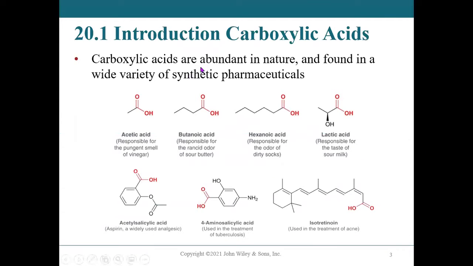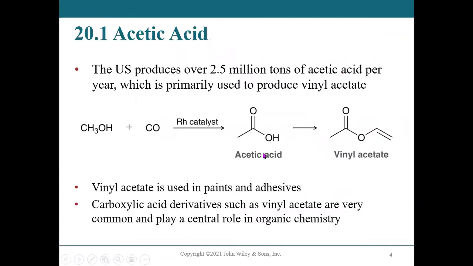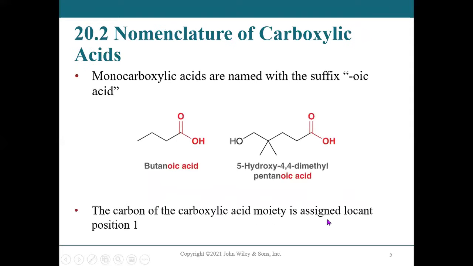Carboxylic acids are abundant in nature and found in a wide variety of synthetic pharmaceuticals also. Here are a few examples. The US produces over 2.5 million tons of acetic acid per year, which is primarily used to produce vinyl acetate. Vinyl acetate is used in paint and adhesives. Carboxylic acid derivatives such as vinyl acetate are very common and play a central role in organic chemistry.